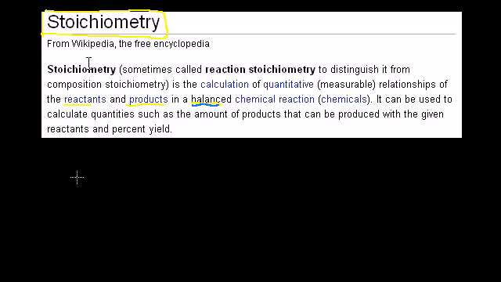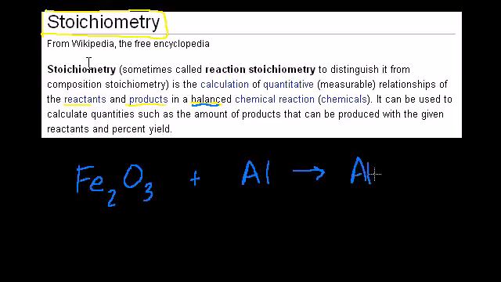Just so we get practice balancing equations, I'm always going to start with an unbalanced equation. So let's say we have iron 3 oxide, Fe2O3, so you have 2 iron atoms with 3 oxygen atoms, plus aluminum, Al, and it yields Al2O3 plus iron. Remember, when we're doing stoichiometry, first of all, we want to work with balanced equations.